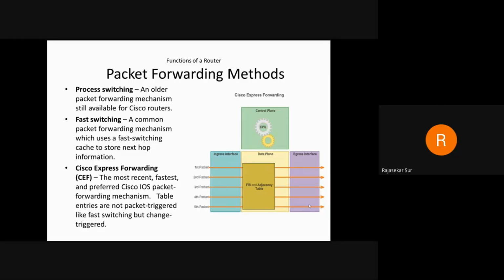Now in this forwarding, what are the different methods available? You can see, the first method is called the process switching method. This method we are not using nowadays. This method is not available in the routers; they completely removed it. What is that? An older packet forwarding mechanism, still available for Cisco routers, but it is not very effective. It is available, but not in use. Only the last method we are using now.